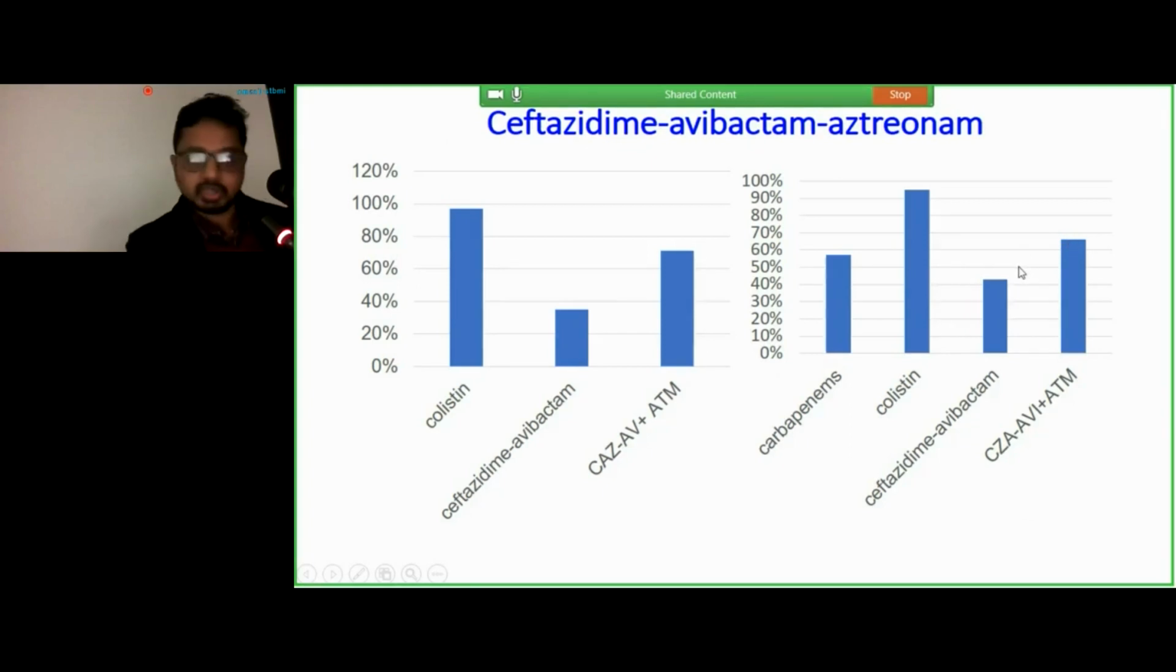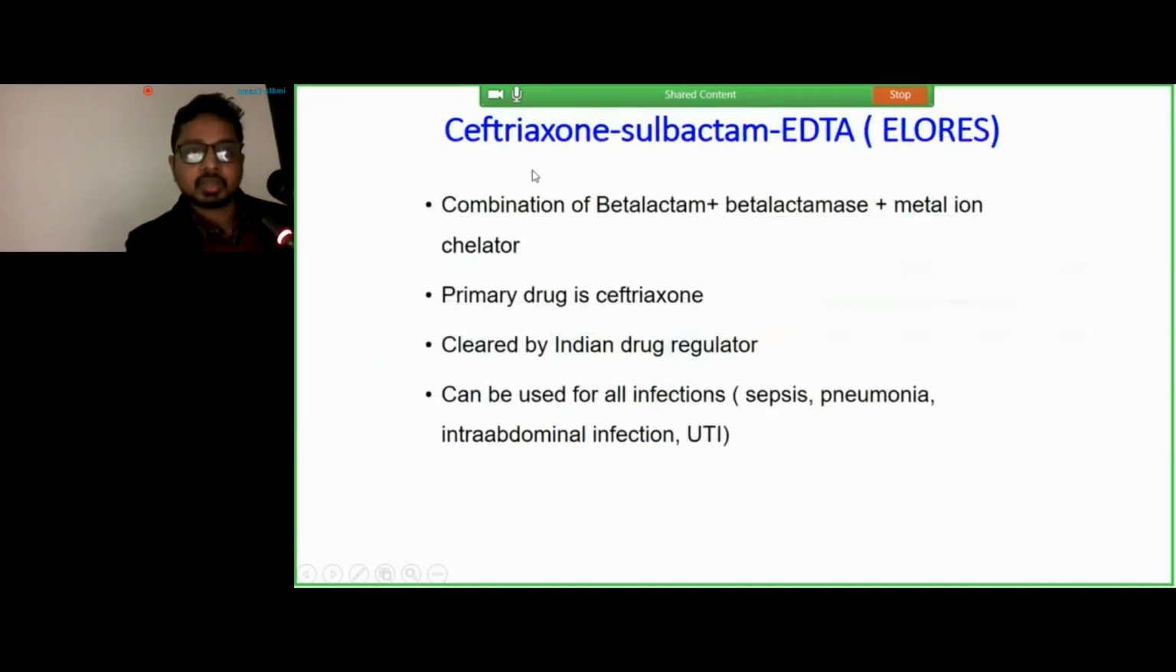Two antibiotics can replace polymyxin. The antibiotic ceftriaxone sulbactam EDTA has both the beta-lactamase inhibitor and the metal chelator. The ion chelator EDTA inhibits the metallo-beta-lactamase enzyme, which has zinc in its active site, so it inactivates the metallo-beta-lactamase enzyme of the bacteria. Meritog is ceftriaxone and between the Drug Controller General of India.